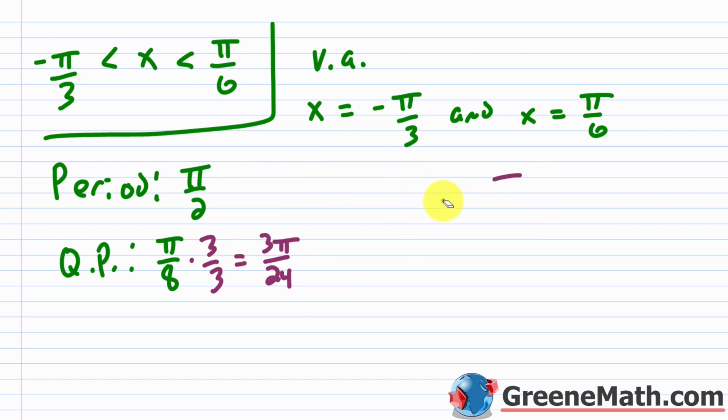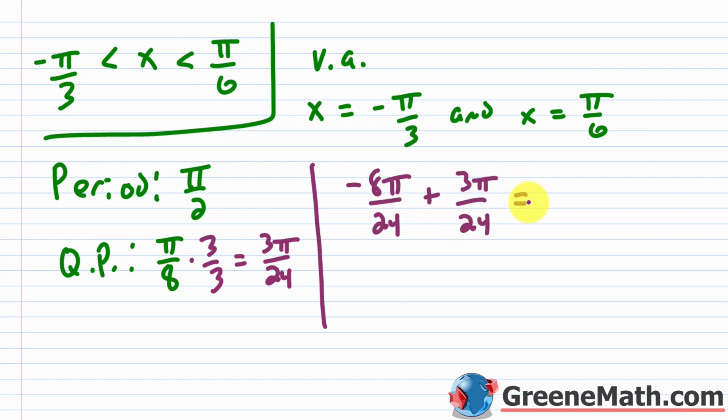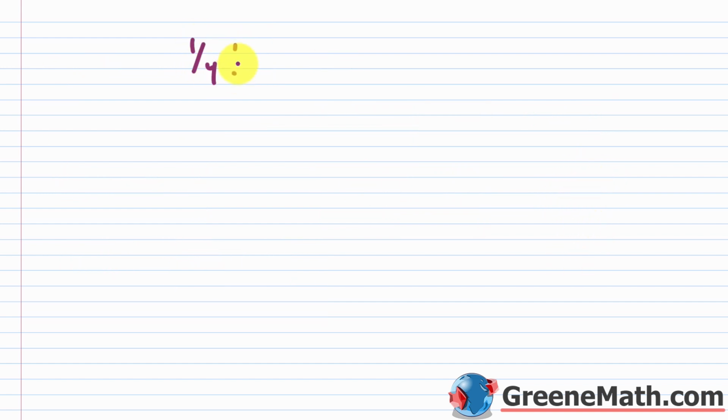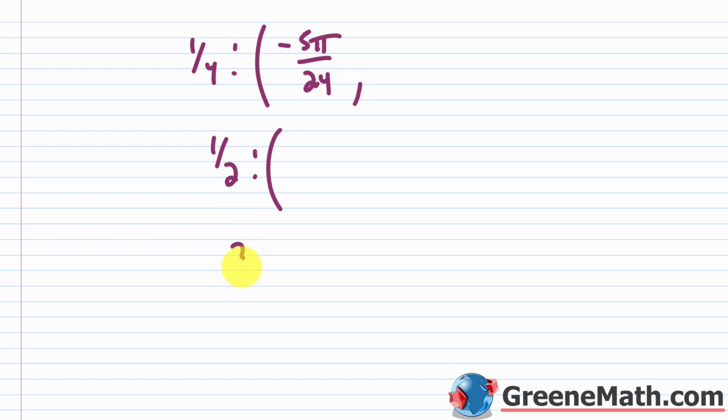Okay, so let me adjust this. I'm going to write -pi/3 as -8pi/24, and then I'm going to add 3pi/24. So then for the first quarter point, the x value would be -8pi plus 3pi. That's -5pi, and this is over 24. And let me put, for the first quarter point, you want -5pi/24. Okay, so we're going to have halfway and then 3/4. We're going to figure those out right now.